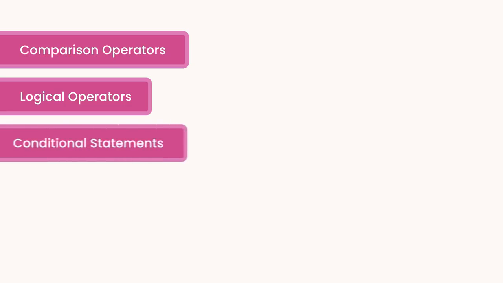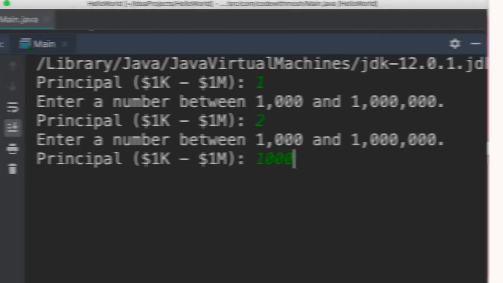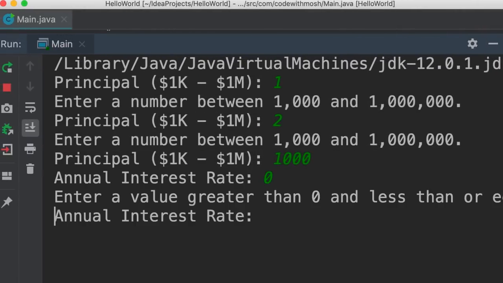We're going to talk about conditional statements for making decisions in our programs. Then we're going to talk about loops for executing code repeatedly. And finally, we're going to revisit our mortgage calculator and add error handling to it. So if the user enters an invalid value, we keep asking them to try again. All right, now let's jump in and get started.